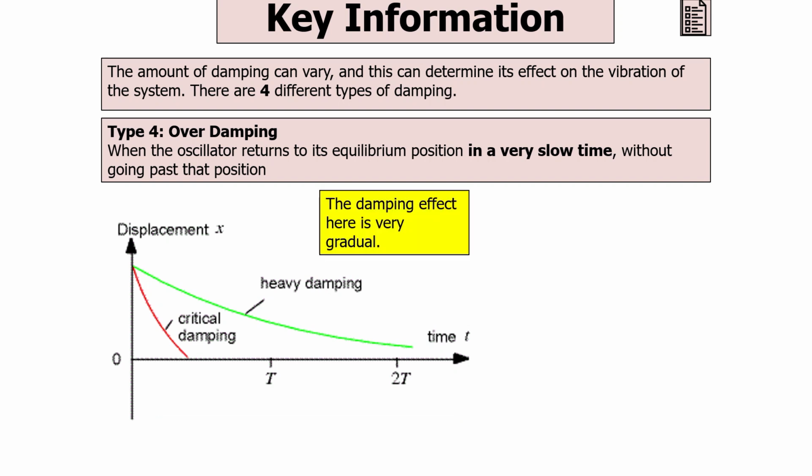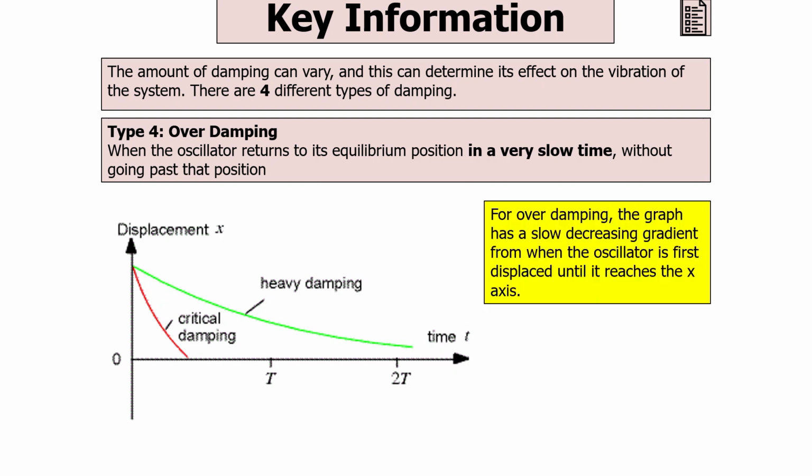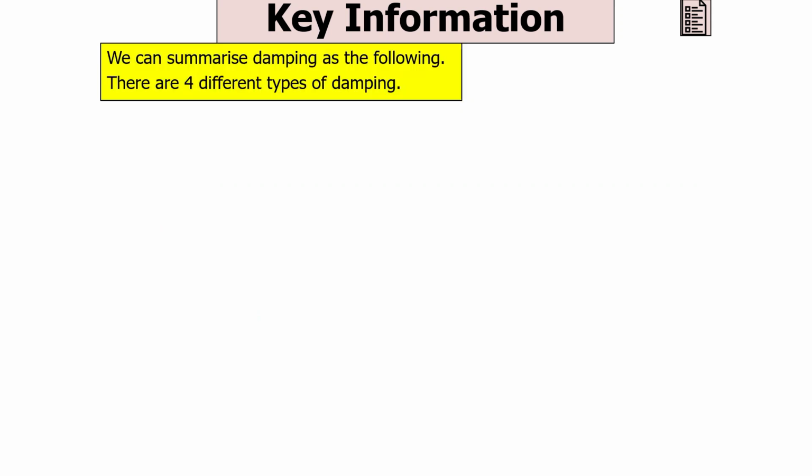The dampening effect here is very gradual, and it's the most dissipative dampening effect. So overdampening can be considered to be extreme critical dampening. So for overdampening, the graph has a slowly decreasing gradient from when the oscillator is first displaced until it reaches the x-axis.